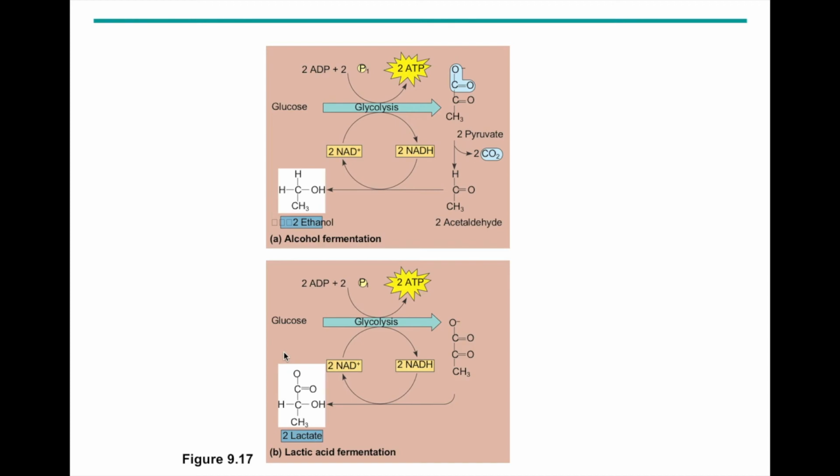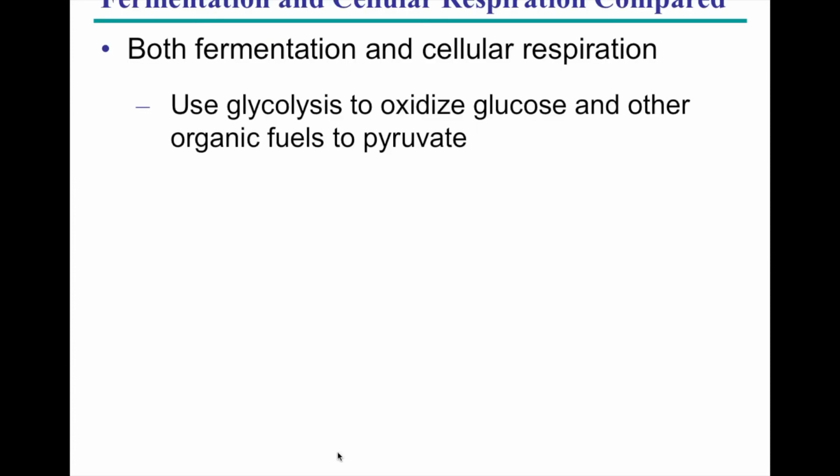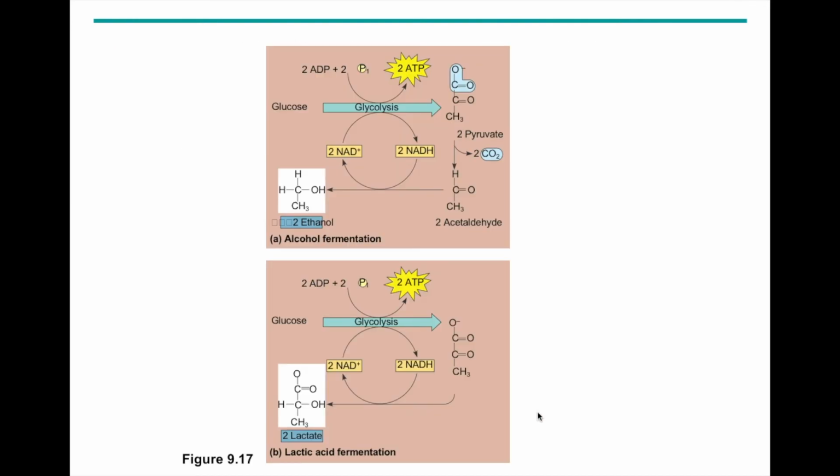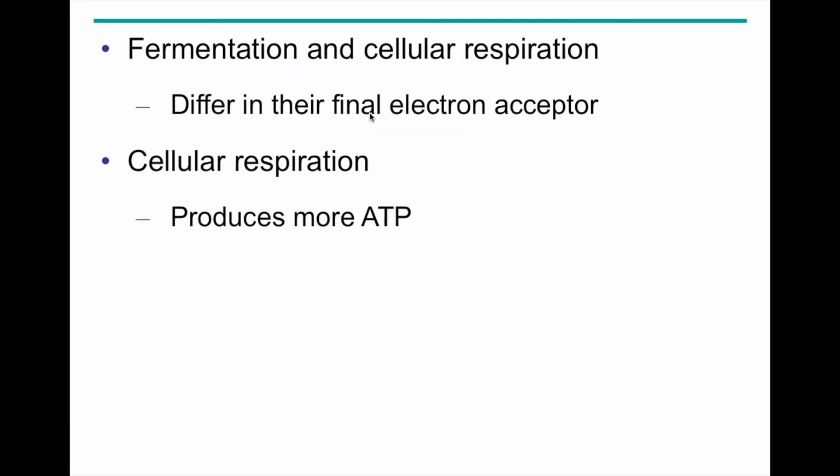So basically, after glycolysis in anaerobic respiration, that process completely changes. Instead of going into the citric acid cycle and oxidative phosphorylation, that cycle changes and becomes fermentation. Both fermentation and cellular respiration use glycolysis to oxidize glucose and organic fuels to pyruvate. We can see that right here. That's exactly what we were just talking about. Fermentation and cellular respiration are going to have different final electron acceptors, and cellular respiration, as you can see, produces much more ATP than fermentation does.